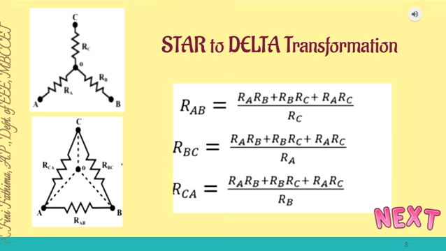Okay. Or if you find it very confusing to identify the opposite branch, then what you have to think is, other than RAB, so other than A and B, we have only C.